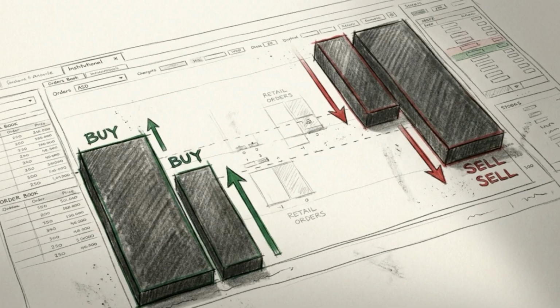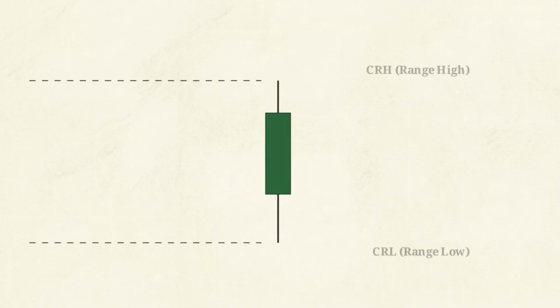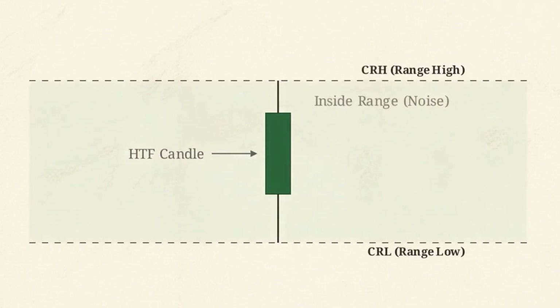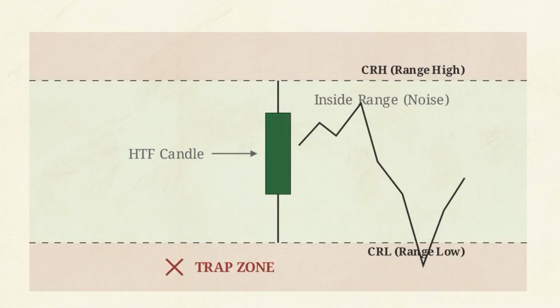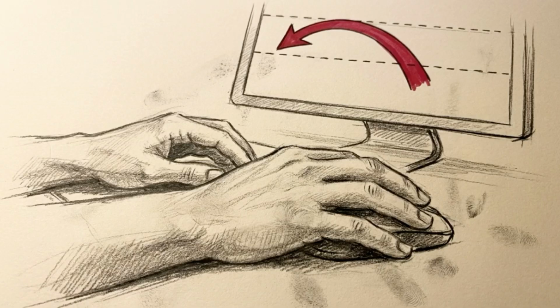It is a systematic way to track where institutional money is stepping in. By drawing precise boundaries based on a single higher time frame candlestick, you can identify exactly when the market is setting a trap. This allows you to position yourself for the reversal, rather than becoming the victim of it.